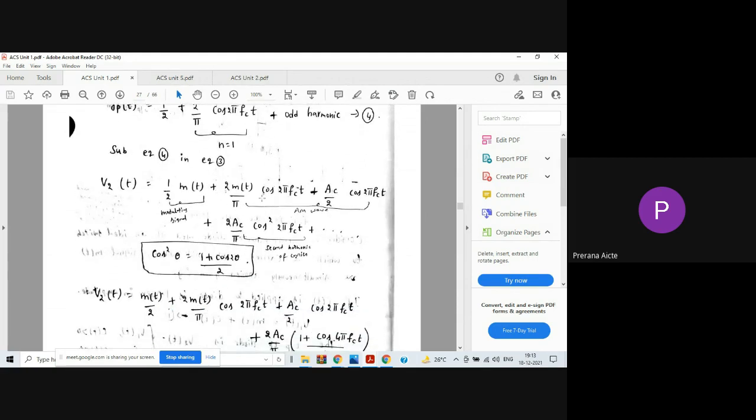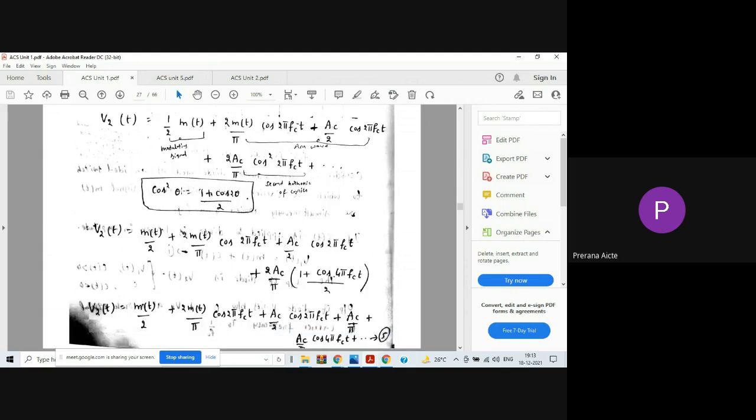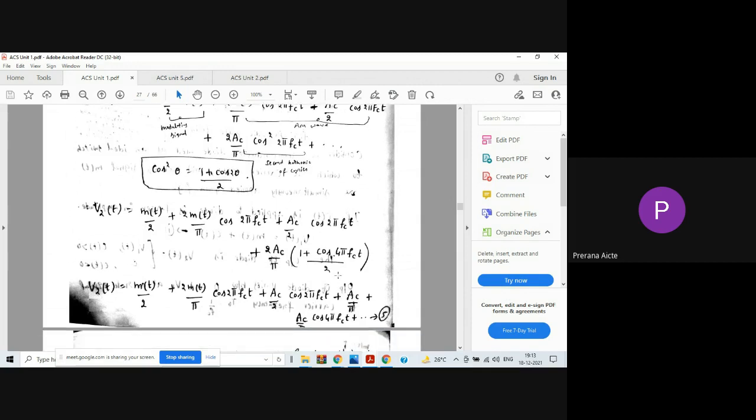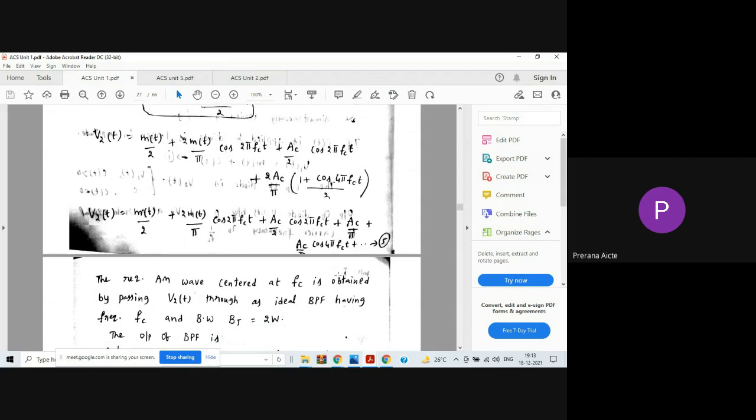1 by 2 m of t plus 2 m of t. This represents the message signal, this represents the AM wave, and this represents the higher order harmonics. So this thing should be eliminated. So what happened? V2 of t equal to m of t by 2 plus 2m of t by pi into cos 2 pi fct plus AC by 2 into cos 2 pi fct. Here we are expanding this term. The higher frequency component should be eliminated by passing through some low pass filters.